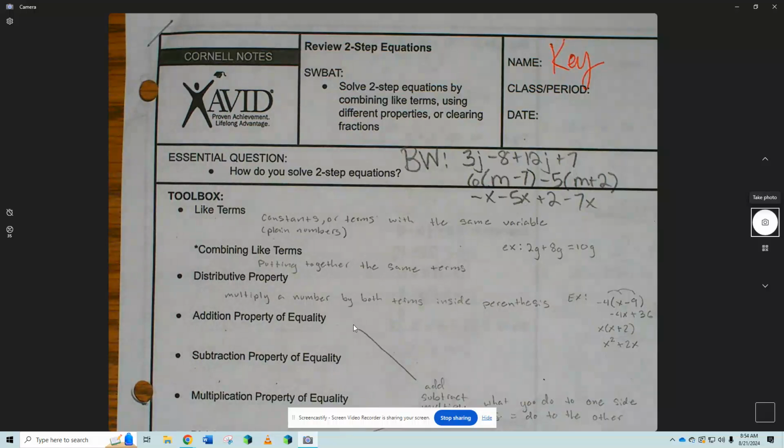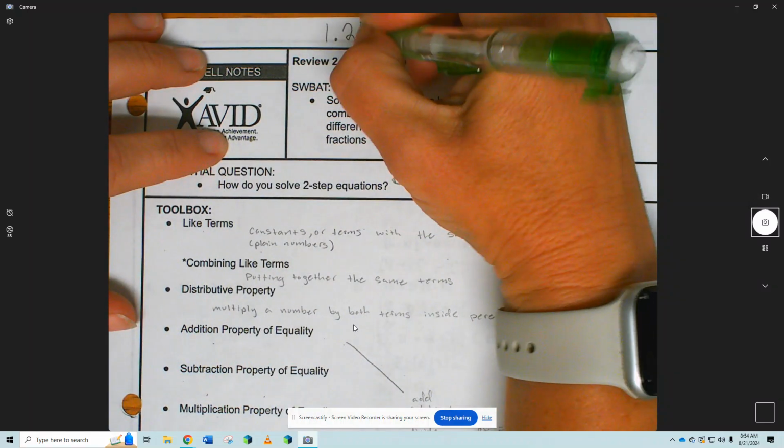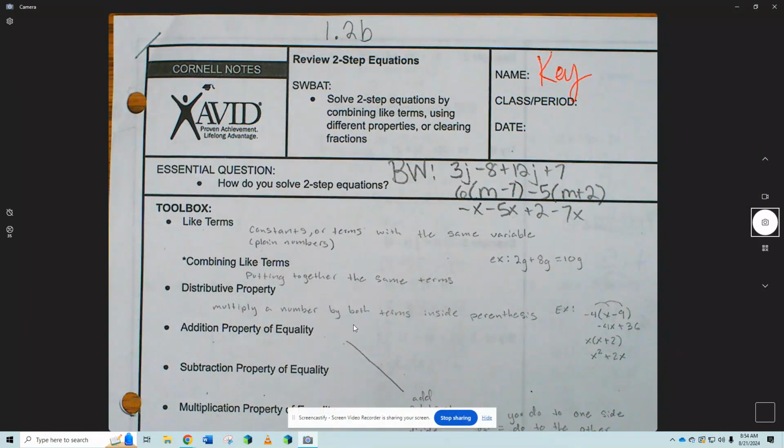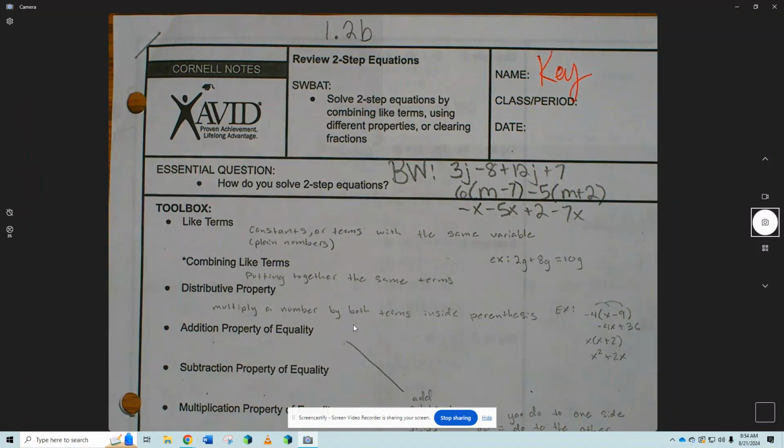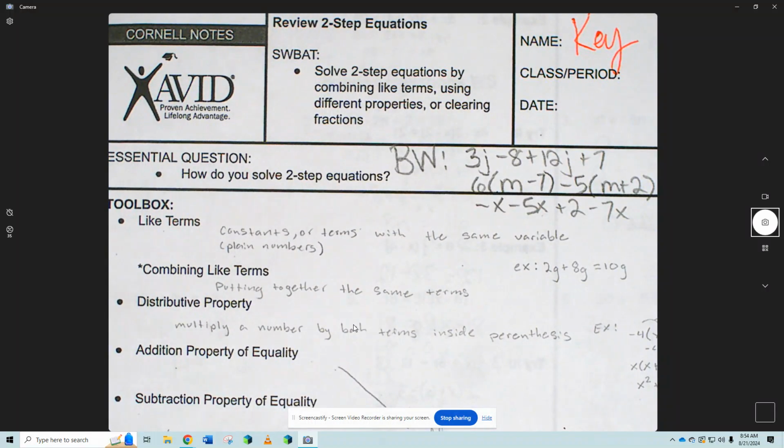Hi, we are on Algebra 1, Lesson 1.2b. And this lesson is on two-step equations. So yesterday we reviewed one-step equations, and today we're starting with the basics, but I have a lot of vocab words. So I want to zoom in on this to write down definitions, and let me go through them.